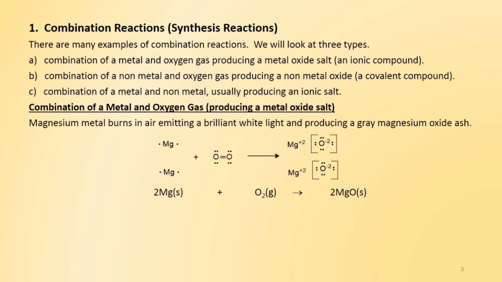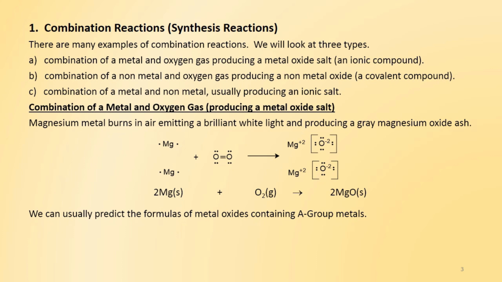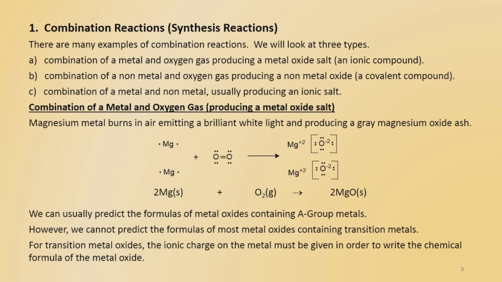It's a combination reaction. Now we can usually predict the formulas of metal oxides containing A group metals because most of the A group metals have only a single oxidation state. We usually cannot predict the formulas of metal oxides that contain transition metals because most of the transition metals have more than one oxidation state. And so for transition metal oxides, the ionic charge of the metal must be given in order for the student to be able to write the chemical formula of the metal oxide.